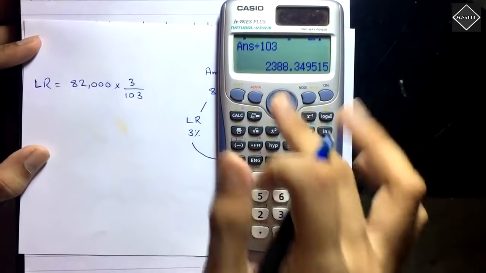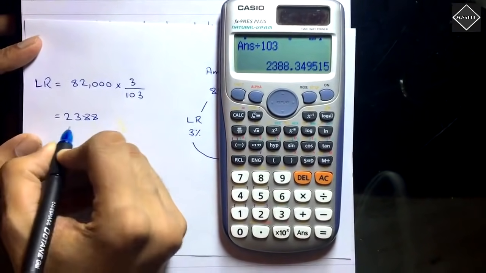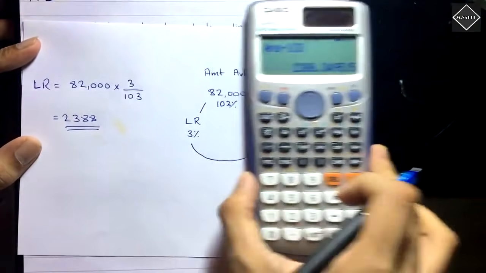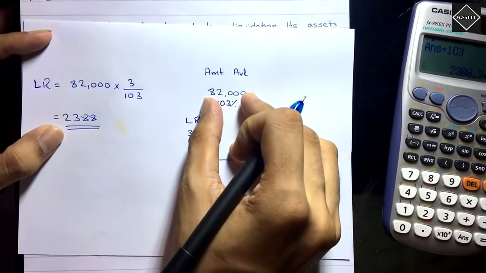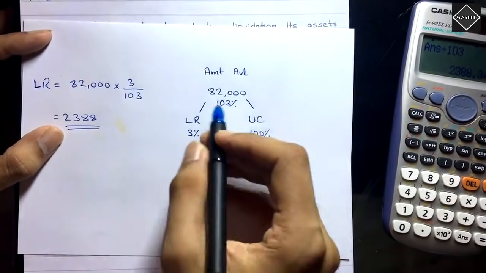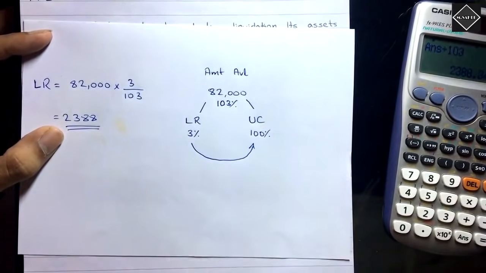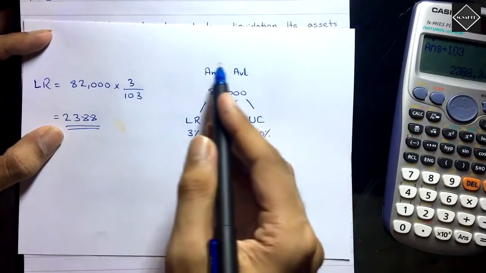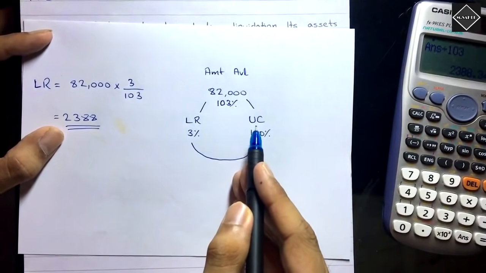If you put that in the calculator, 82,000 into 3 divided by 103, it gives you 2388. Now what is this? This is the LR, liquidator's remuneration. From this 82,000 amount that is available with the company, if this is LR, then the remaining is UC. I told you in the beginning itself, this is the last amount available with us. In this there is LR as well as the unsecured creditor.